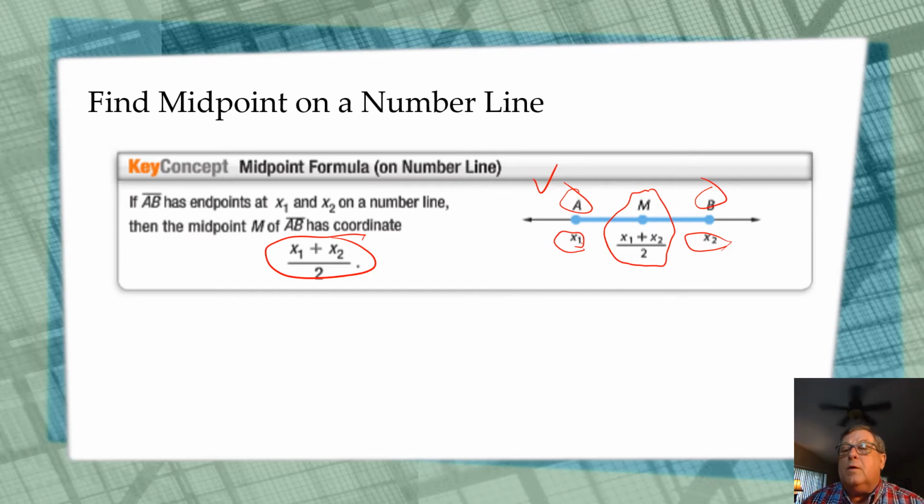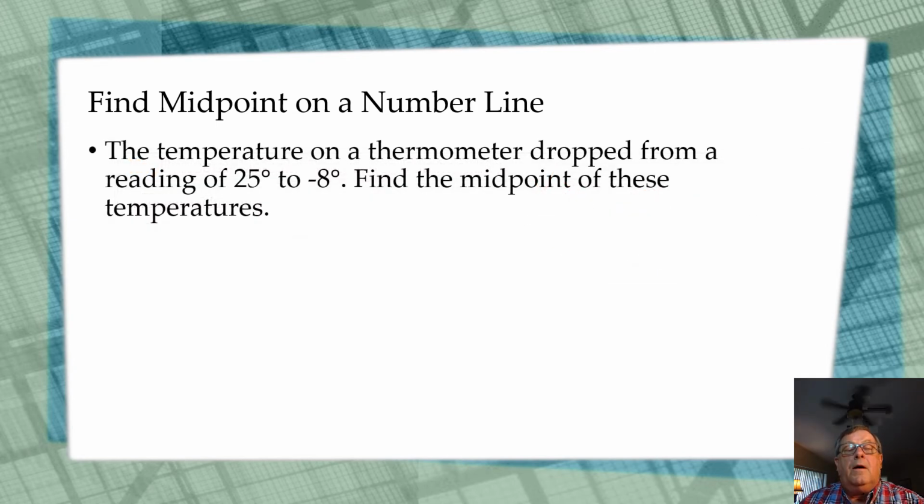So why don't we do one? Here we have a problem. It says the temperature on a thermometer dropped from a reading of 25 degrees to -8. We don't know in what time frame. -8, that's pretty cold. I'm glad I'm not there. Find the midpoint of these temperatures.